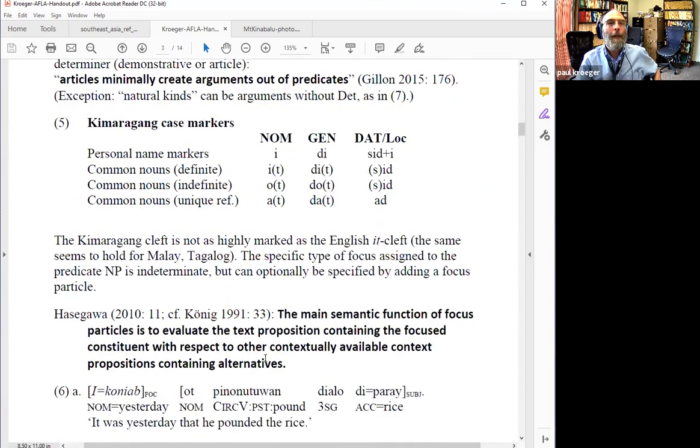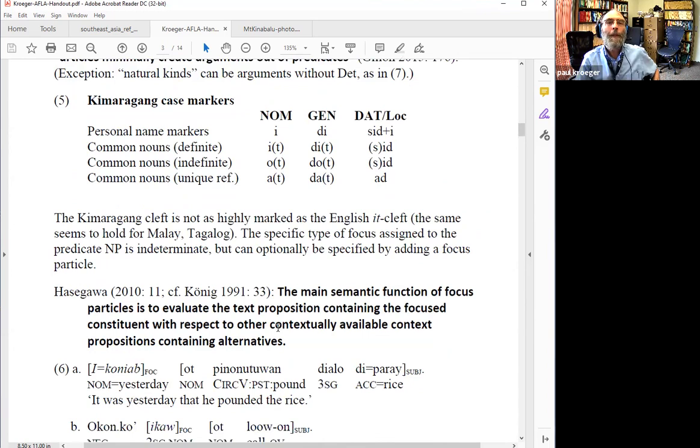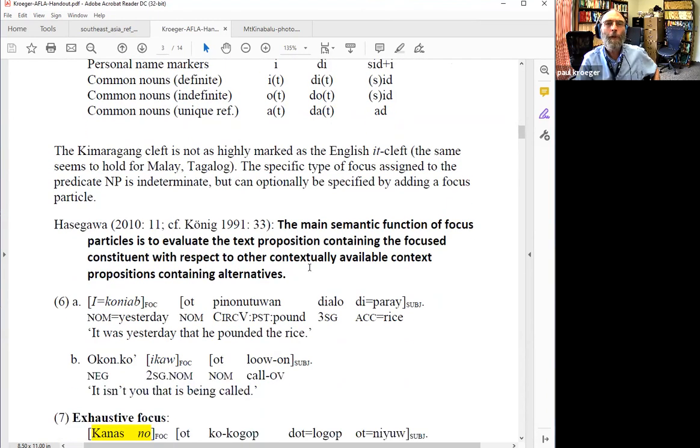And as I mentioned, the case markers double as articles for common noun phrases, distinguishing forms for definite, indefinite, and unique reference. So either you'll get a definite or a unique reference marker for these cleft focused elements, the predicates.